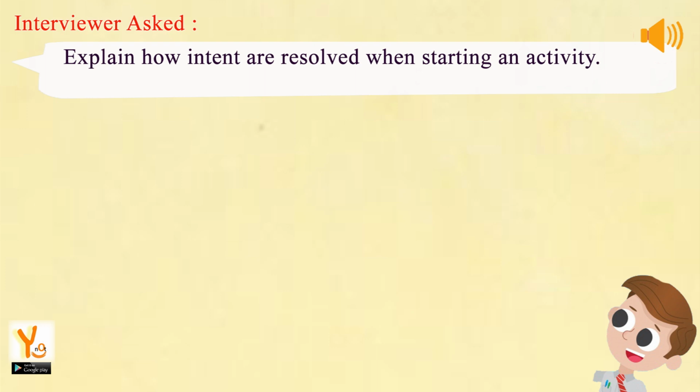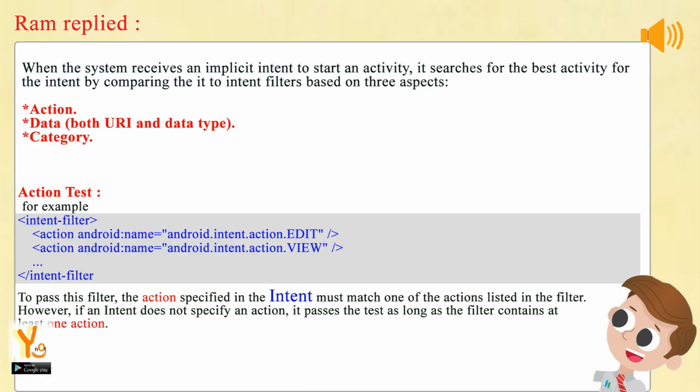Explain how intents are resolved when starting an activity. When the system receives an implicit intent to start an activity, it searches for the best activity for the intent by comparing it to intent filters based on three aspects: action, data (both URI and data type), and category.